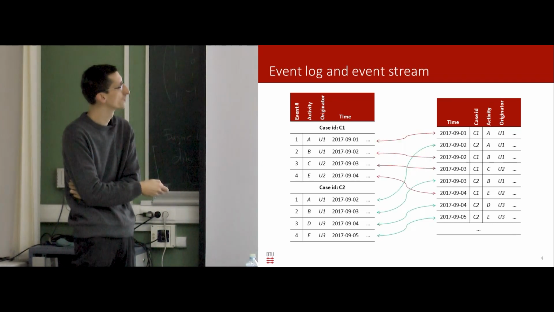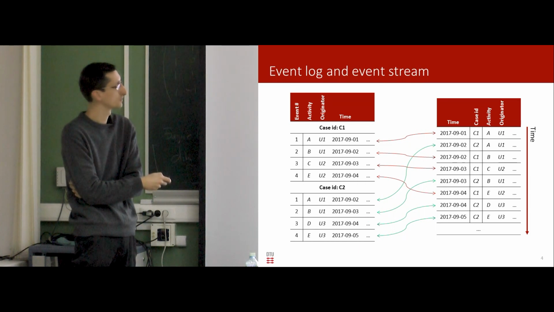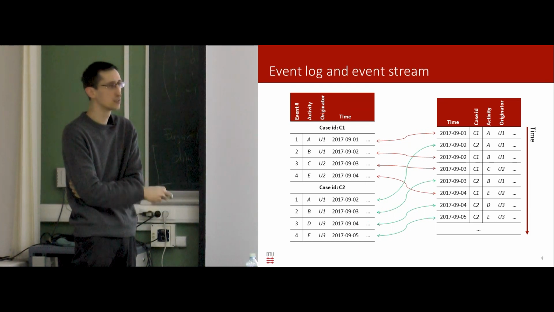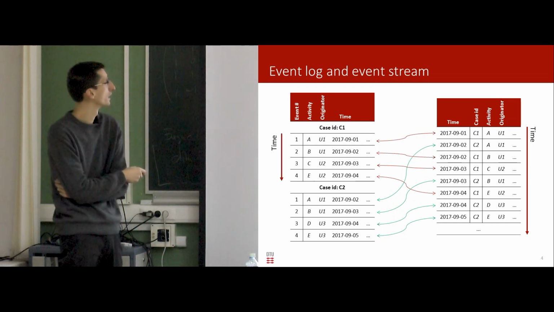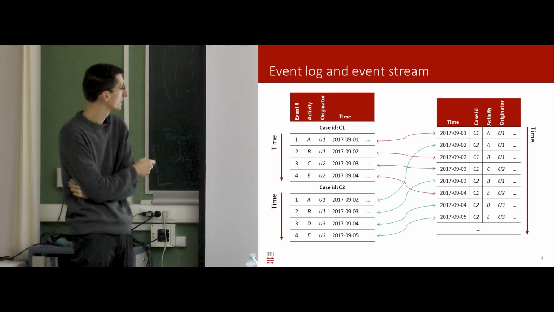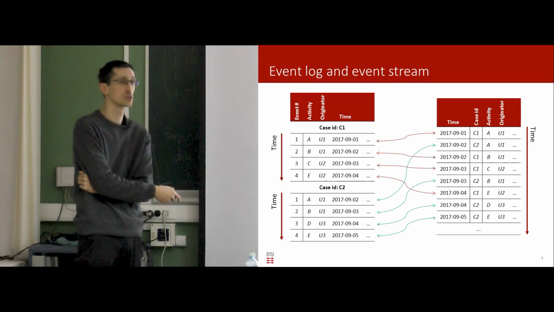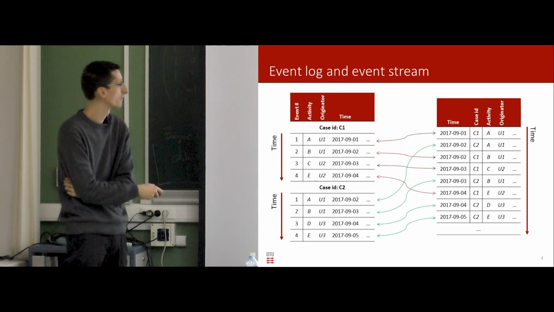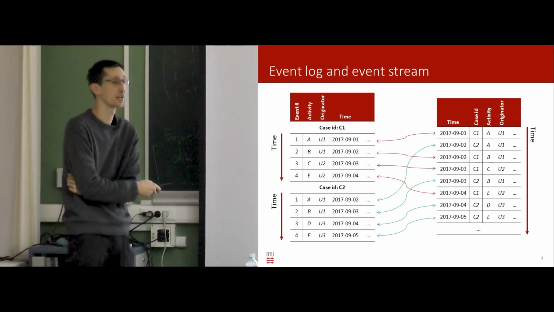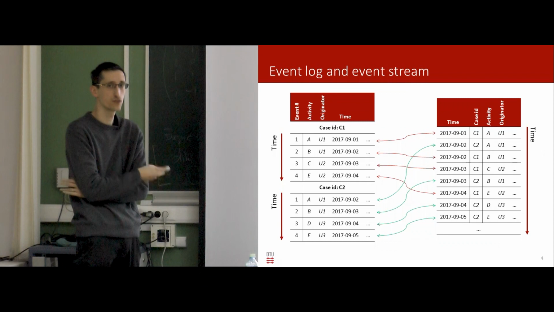As we said, we have to disentangle the different case IDs in order to reconstruct the cases. In the case of an event stream, the time is growing as we move on. In contrast, in an event log, the time is increasing only within the first process execution. Then when we move to the second process execution, we restart with the time and analyze the executions this way. So as you see, it's a rather different way of processing information.